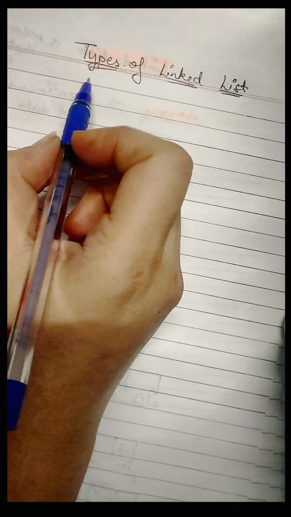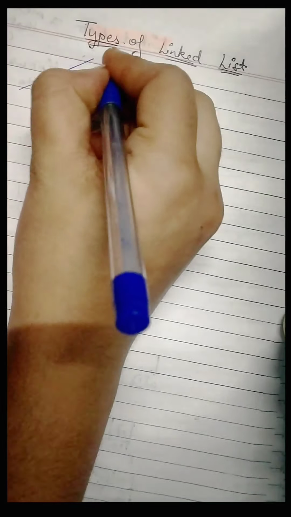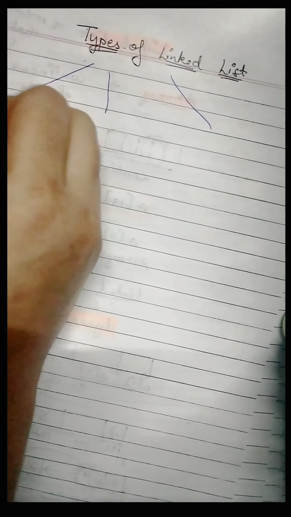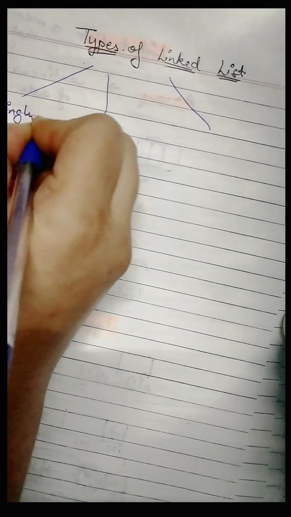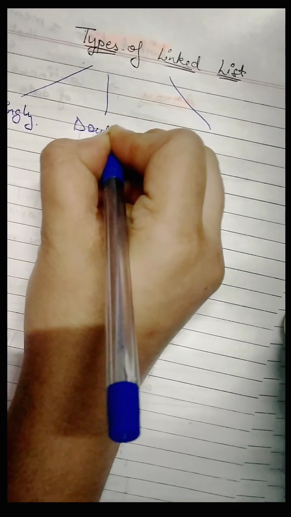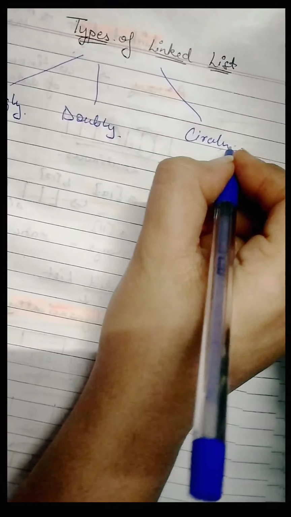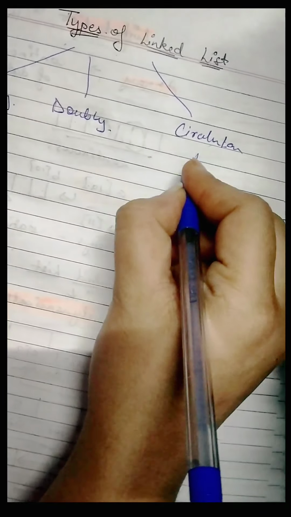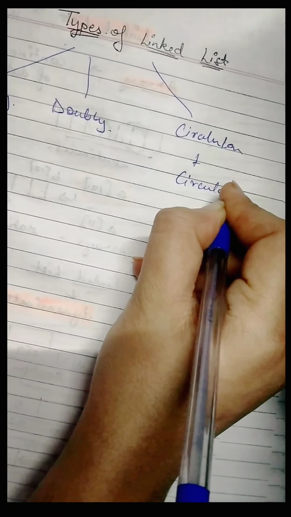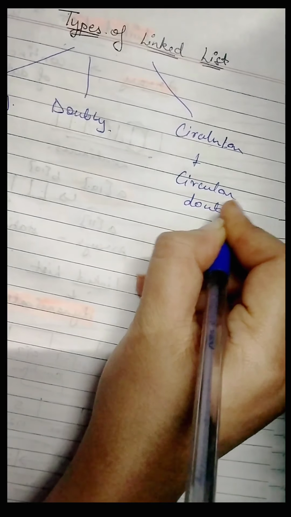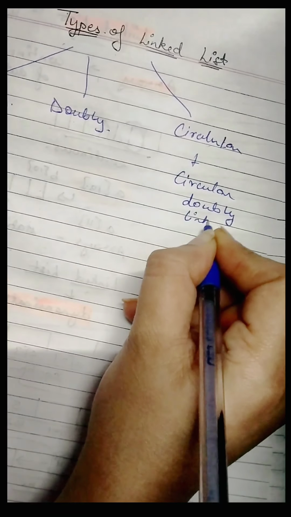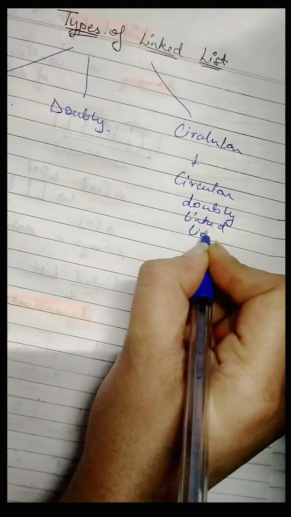Now coming to the types of linked list. Since you all are clear with what is a linked list, now what are the types of linked list? So we have three types of linked list: singly, the basic one, then doubly, and finally circular. Your circular linked list can also be a circular doubly linked list. First, be clear with the basic one.